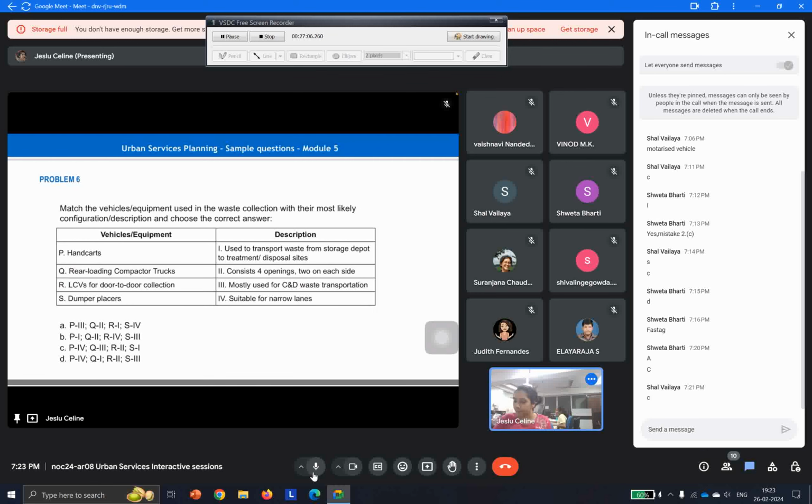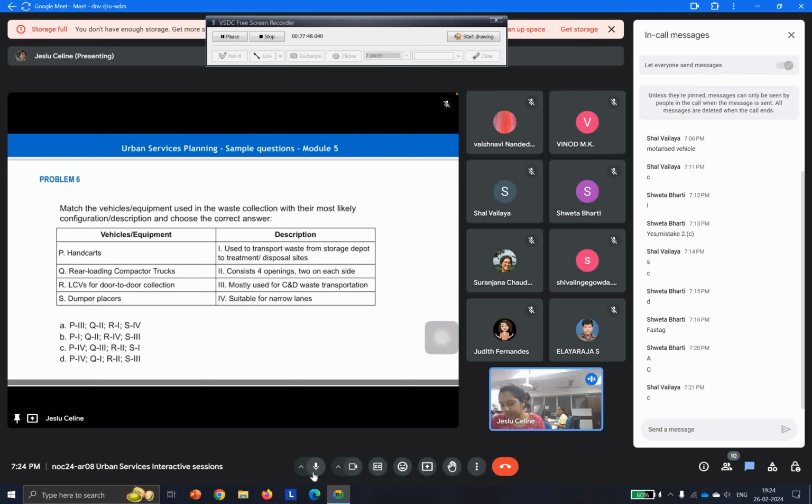Question 6. Match the vehicles or the equipment used in the waste collection with their most likely configuration or description and choose the correct answer. So first one, we have hand carts, rear loading compactor trucks, light commercial vehicles for door-to-door collection, and dumper placers. And the descriptions: one, used to transport waste from storage depot to treatment or disposal sites. Two, consists of four openings, two on each side. Three, mostly used for construction and demolition waste transportation, and four, suitable for narrow lanes.